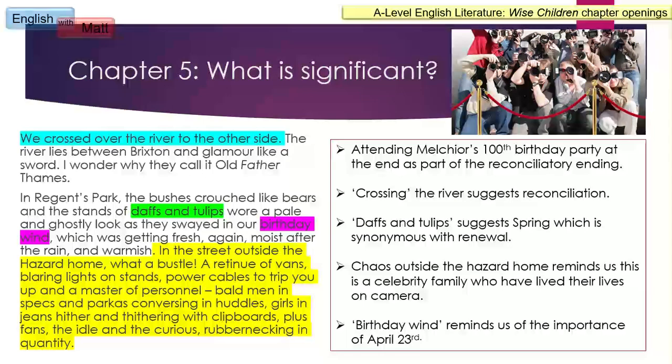And in the yellow section, finally, we have a reminder that we're dealing here with a celebrity family. This is describing all of the paparazzi who are outside the family home, taking pictures of everybody that enters for tomorrow's newspapers or tomorrow's magazines. So again, it's a reminder that we're dealing here with a well-known celebrity family, and they have lived their lives effectively on stages or on screens.